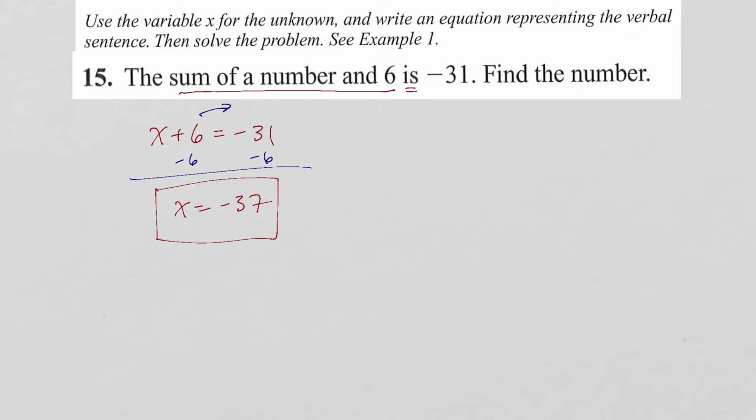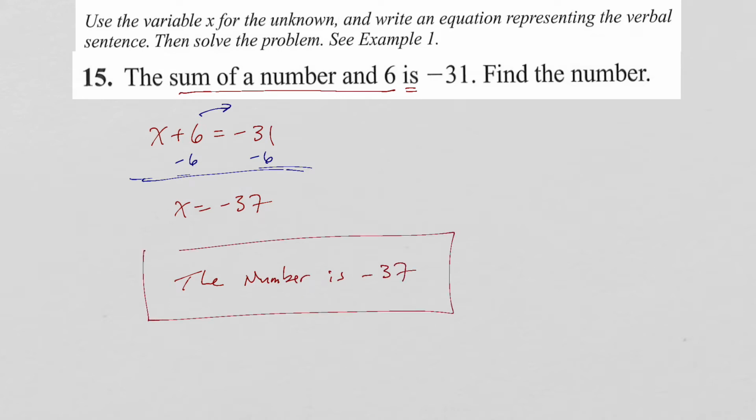Actually, I should not circle the x equals negative 37. So what I'm going to do instead is I'm going to write the answer in word problem format. The number is negative 37 because I'm answering the question.